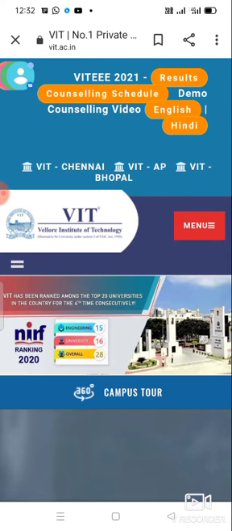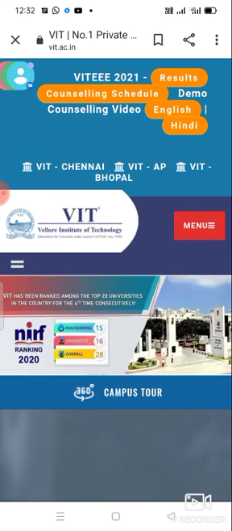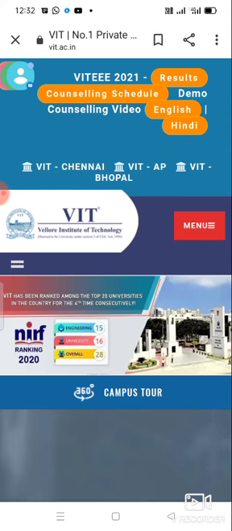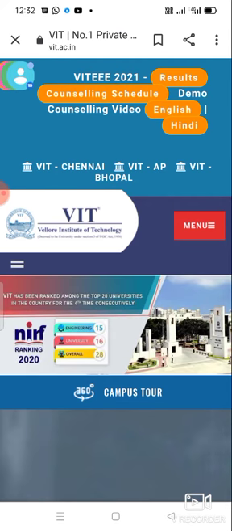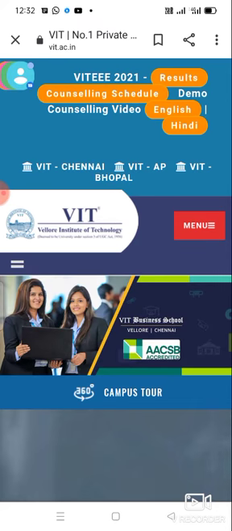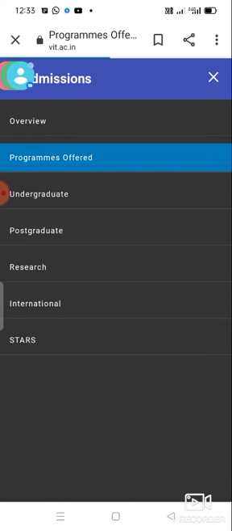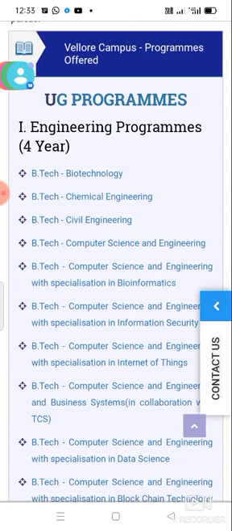It has a NIRF ranking from 2020: engineering 15, university 16, and overall ranking 28. It has branches in Chennai, AP and Bhopal. It offers undergraduate and postgraduate programs. There are many programs, and you can see how many programs are there here.